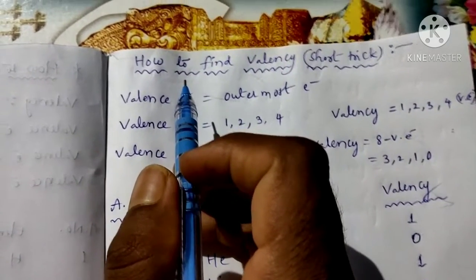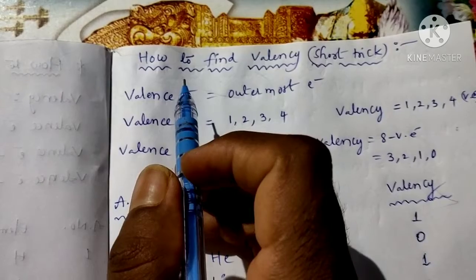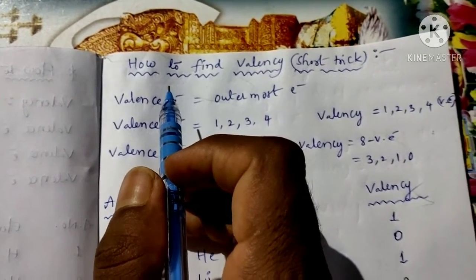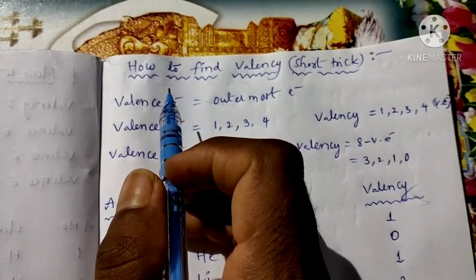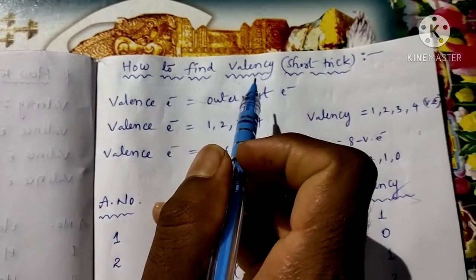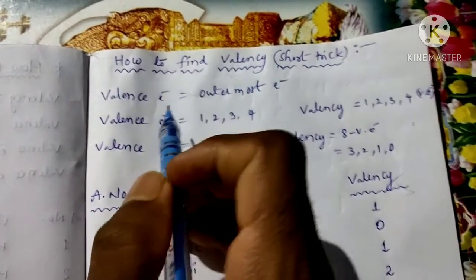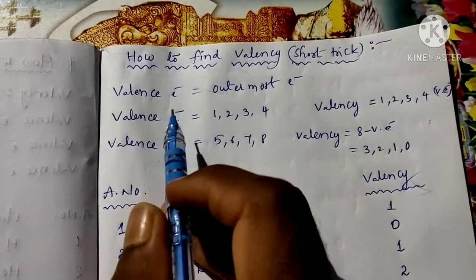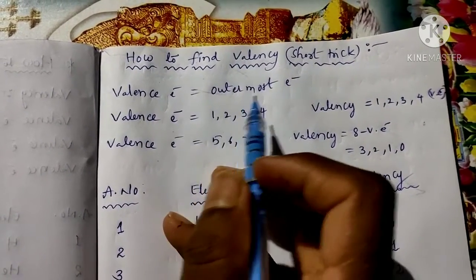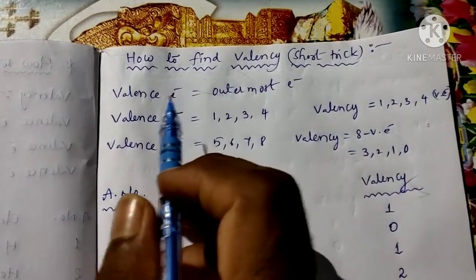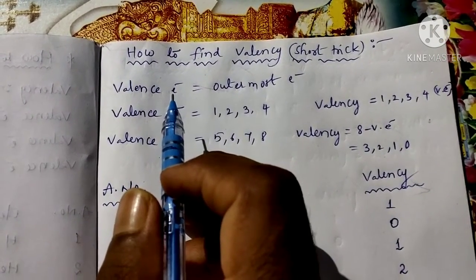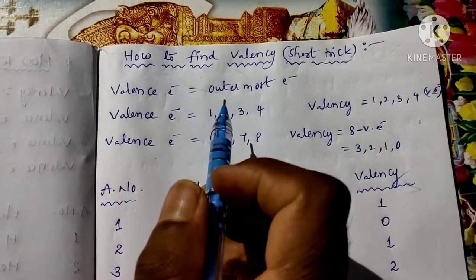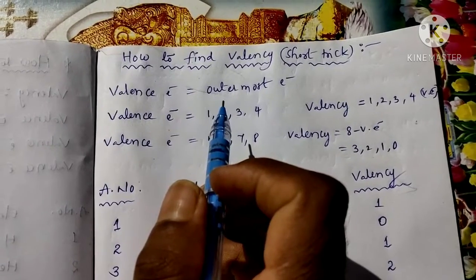Good morning everyone. In this video I am going to explain how to calculate the valency of an element in a shortcut way. How to find valency, a short trick. Let us see how to find it. Valence electrons are the outermost electrons. Now what is valency? Valency is nothing but the combining capacity of an element, right?